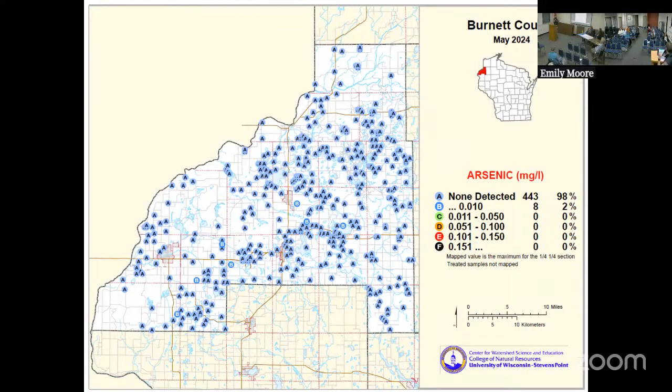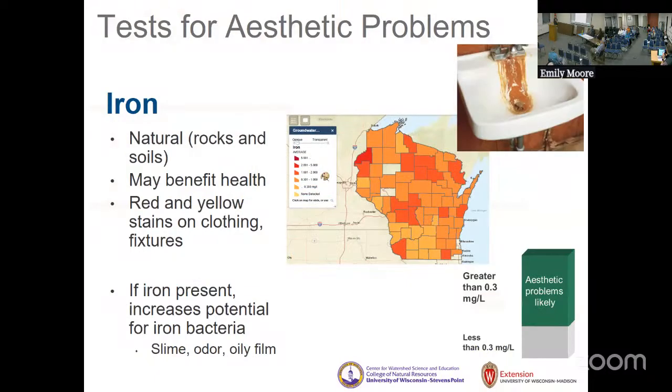Of the 450 samples, 98% were not detectable. They detected levels less than 0.005 milligrams per liter. That's the lowest level that our equipment is able to pick up. And of those that did detect arsenic, only 2% detected some level of arsenic. None of them were considered unsuitable or above what's considered acceptable from a drinking water standpoint.